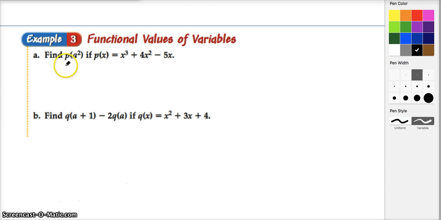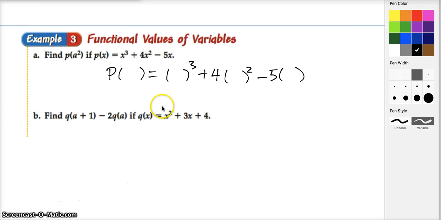They said find p of a squared if p of x is equal to this. You know what we're going to do. Literally, we're going to just rewrite everything where the variable of this polynomial function is as a blank or as an open parentheses. And then to evaluate p of a squared, we're just going to plop a squared's all through this. And after we do that, it's pretty simple to see that this should be a squared.